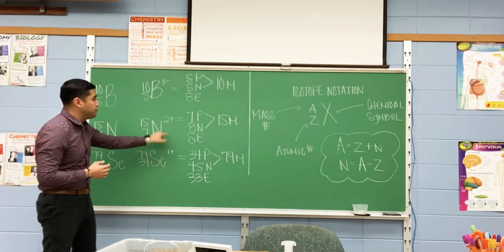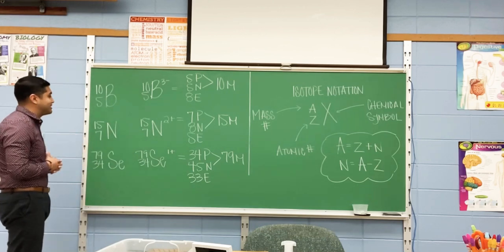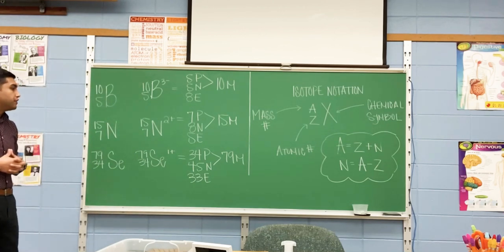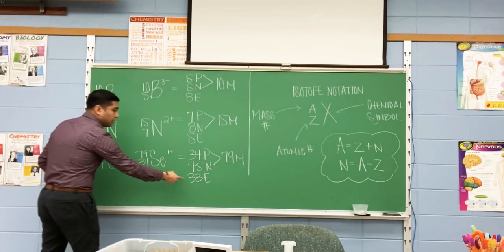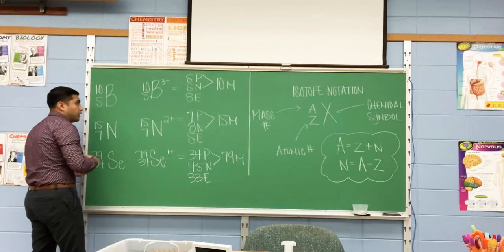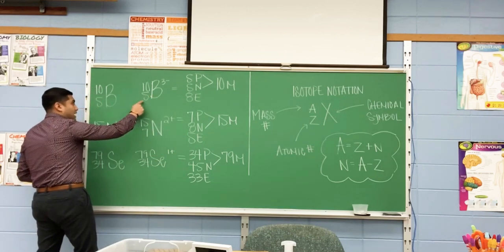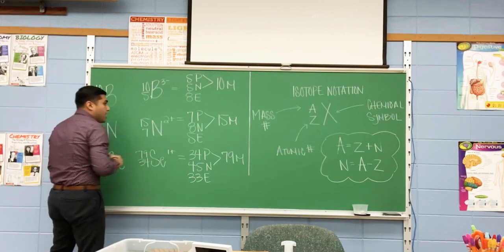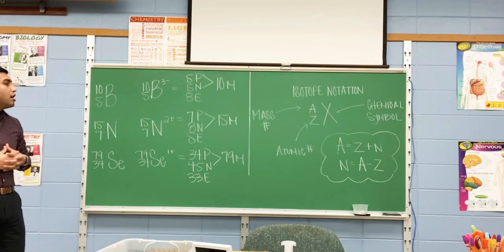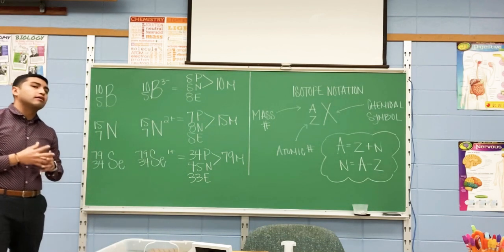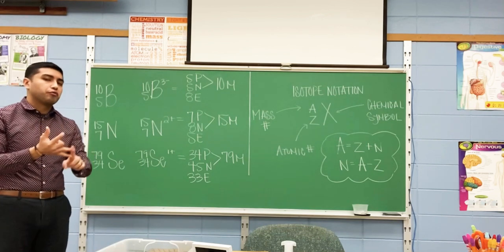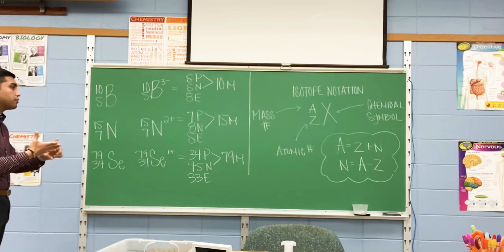Some of these numbers may be larger in some of the problems. It's the same rule that you have to follow. Double check your work. Every electron carries a charge of -1. So turn it into a negative, add it to your positive. It should give you the charge that you have up there. This is ion notation. So now you know how to calculate your total mass, your number of protons, your number of neutrons, and your number of electrons.